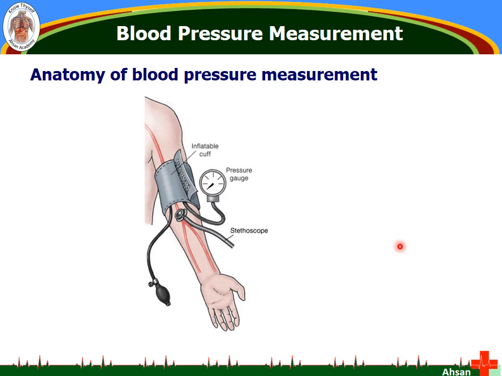What is the anatomical explanation of the blood pressure measurement? This one is the brachial artery. Proceeding further are the radial artery and the ulnar artery. We usually take the pulse here on the radial artery.